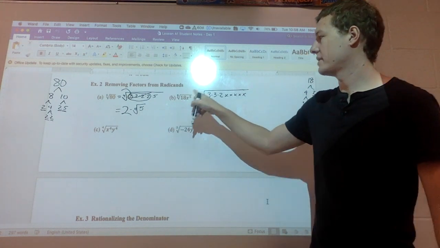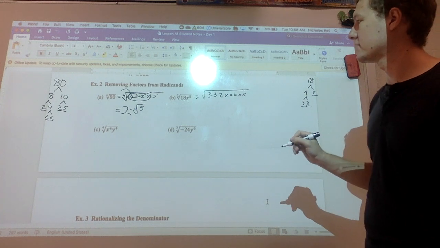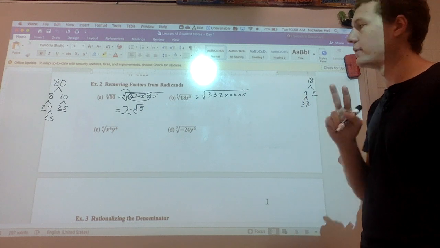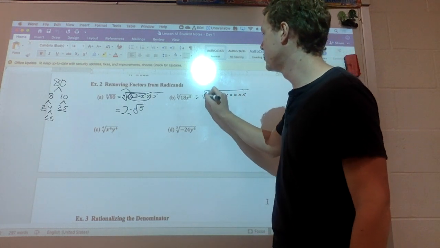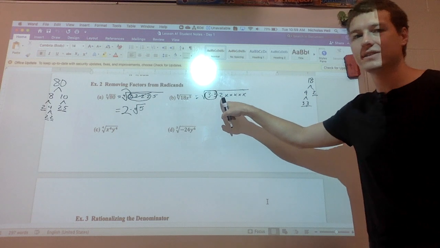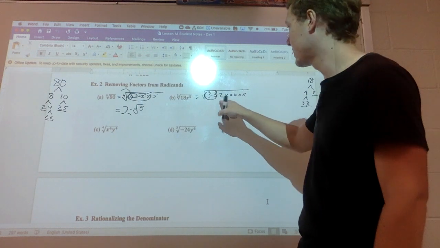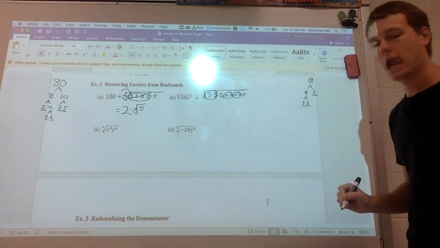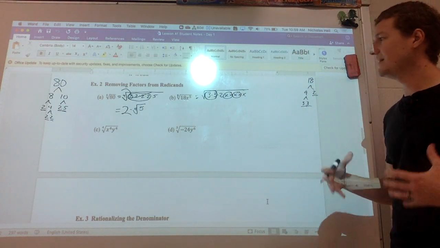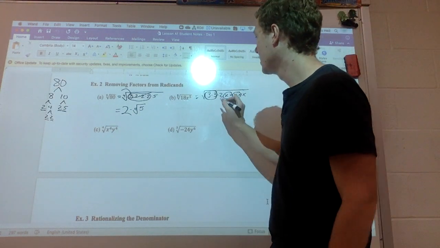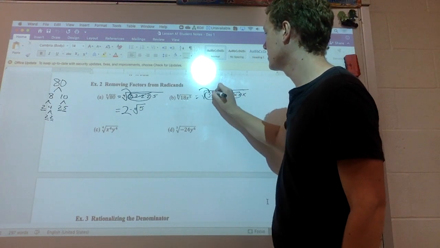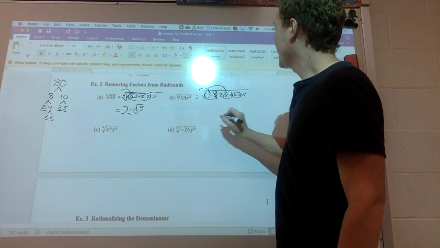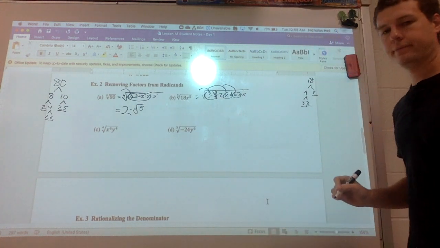And back to my index. It's a 2. I didn't write it this time because it's implied that it's a square root. I'm looking for pairs of 2 or groups of 2 now. I see a group of 2 3's. I don't have a second 2, so I'm not gonna circle that or anything. I have a group of 2 x's here and a group of 2 x's here. Now, like before, they need a friend to be able to get out of the radical. So 1 3 comes out, the other 3, the friend, is left behind. 1 x comes out, 1 x comes out.